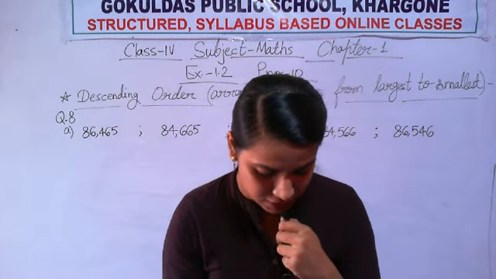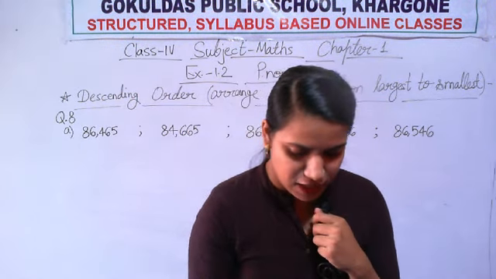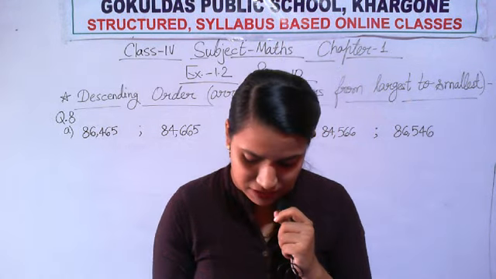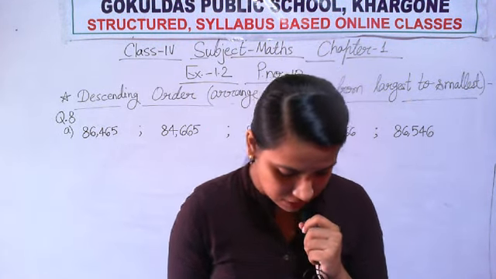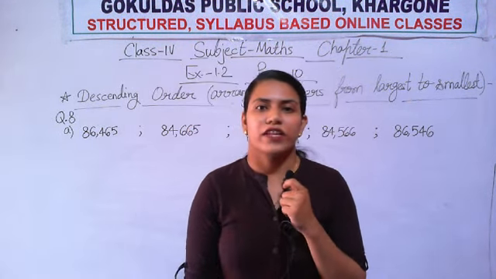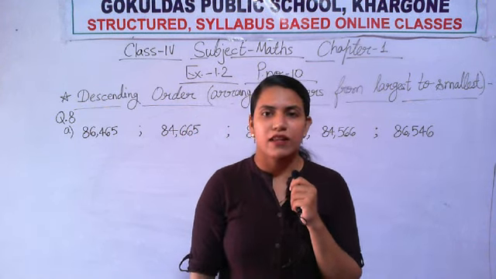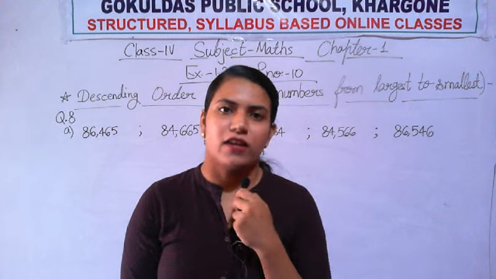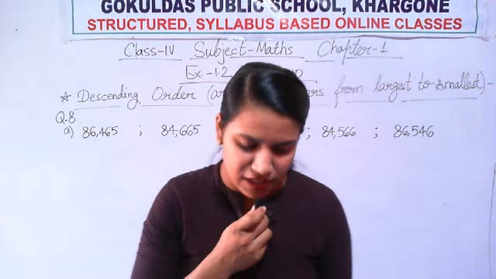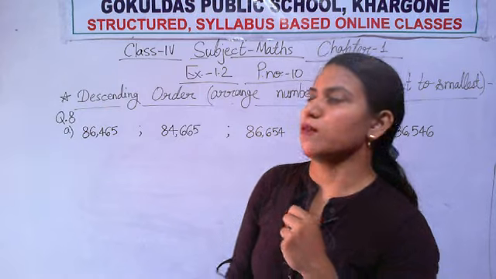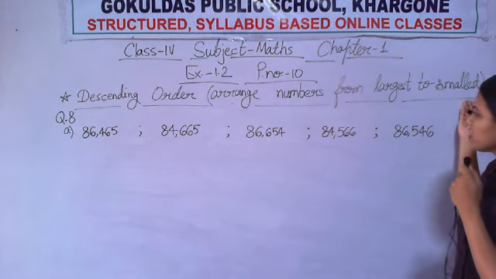Yesterday in previous classes we have done exercise 1.2 up to question number 7. That is, we have learned ascending order of the numbers in our previous class. In today's class we will learn descending order of the number arrangements. In descending order, you arrange numbers from largest to smallest.